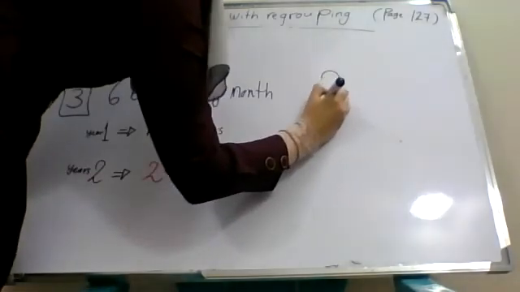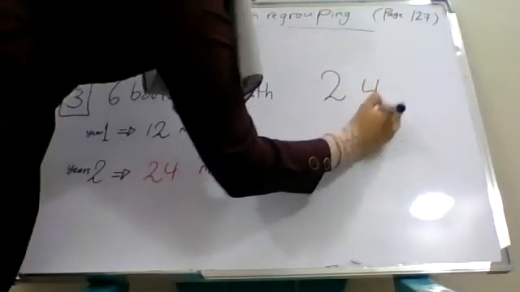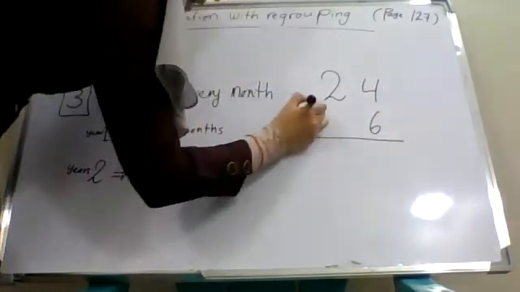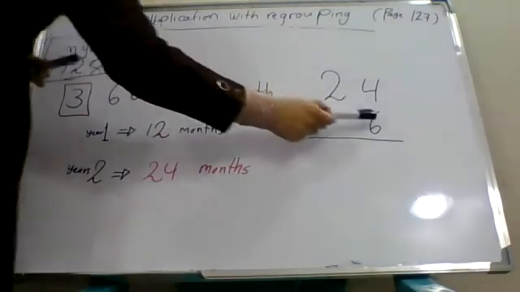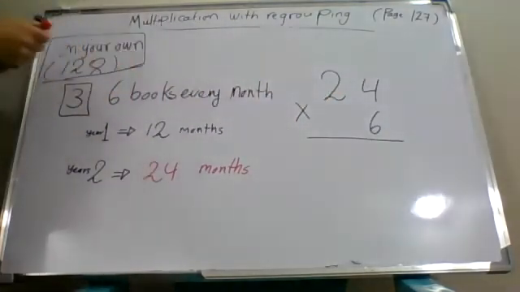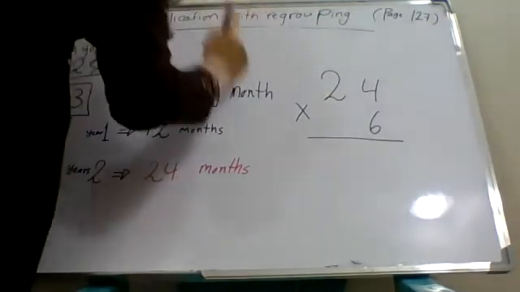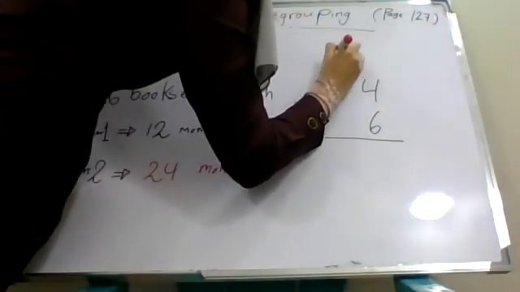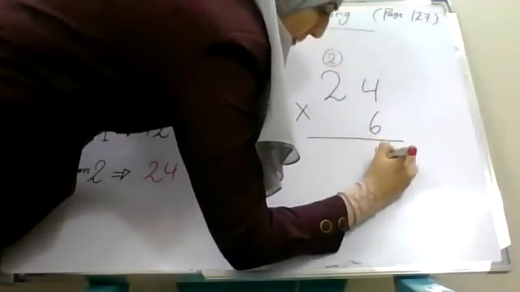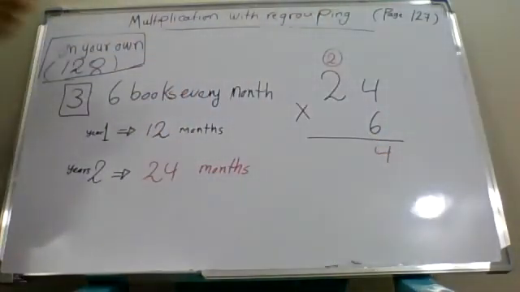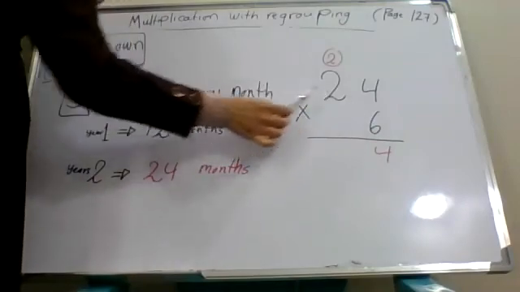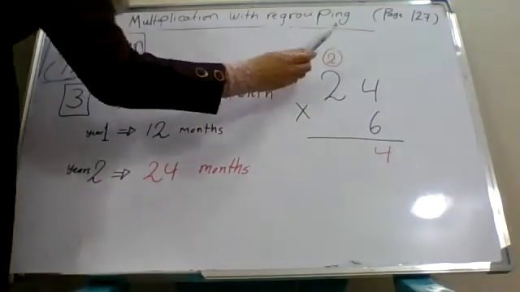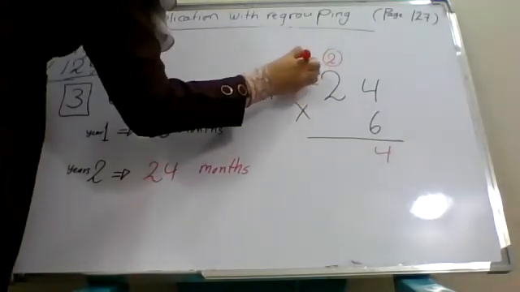I write the biggest number from the top, as usual, 24, and I have 6 over here, and then I multiply them, okay? Let's start with the ones place, as usual. 6 times 4 equal 24. This is 20, and this is the 4 in the ones place, okay? 24. Then I multiply 6 times 2. 6 times 2 equal 12.